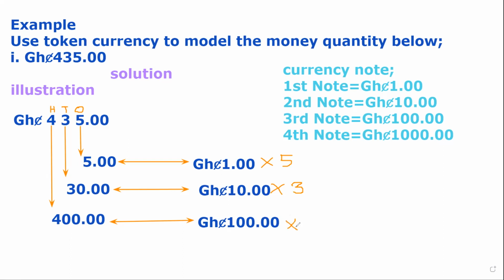Then when you come to the other one, the 400 Ghana cedi, we said we are going to use 100 Ghana cedi. How many 100 Ghana cedi will be needed to model the 400 Ghana cedi? And that one is 4. Okay, good. Now you are going to model the 435 Ghana cedi by using 5 of 1 Ghana cedi, 3 of 10 Ghana cedi, and 4 of 100 Ghana cedi. Good. So let's model the numbers.